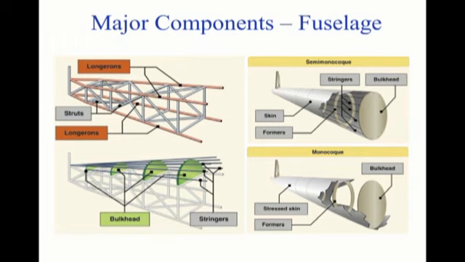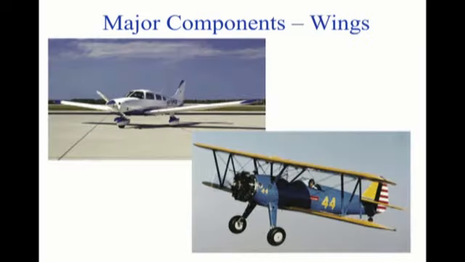Pictured above are three different types of fuselage structure: truss, semi-monocoque, and monocoque. There are many different designs, shapes, and sizes of wings used by the various manufacturers. However, their main purpose is to lift the plane into the air. Above are two different designs.